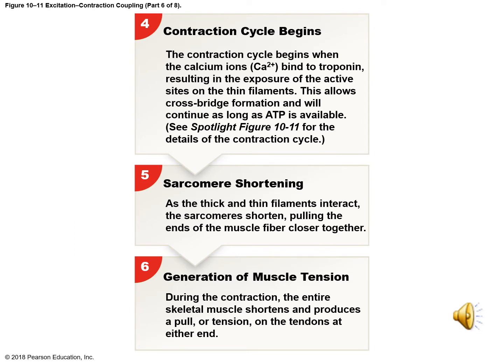Once the excitation-contraction coupling is over, the contraction cycle is going to start, where the myosin will then pull the actin in and cause the sarcomere to actually shorten.